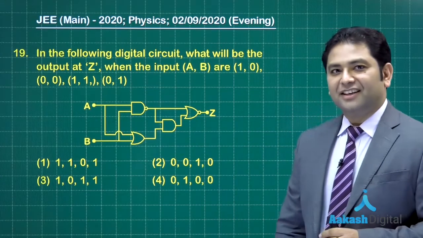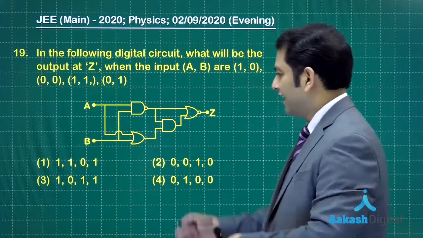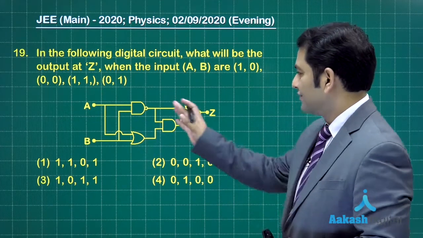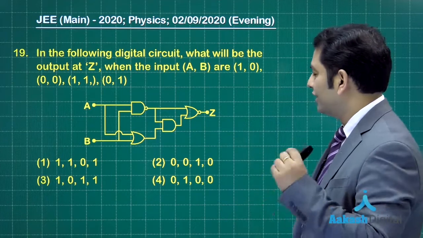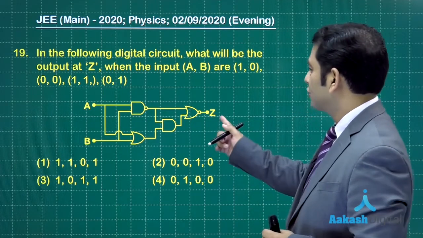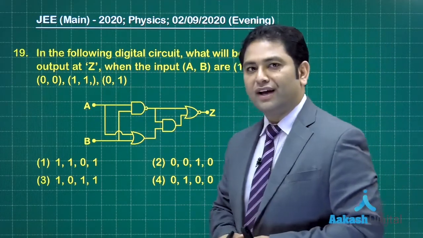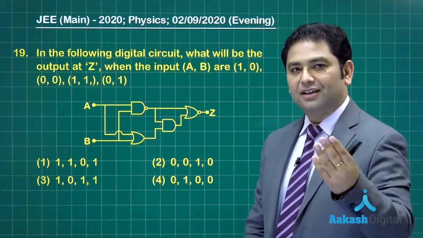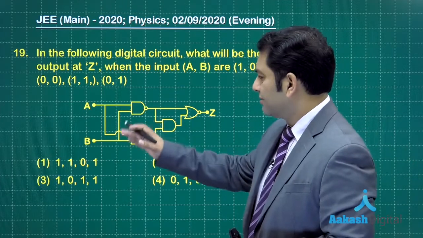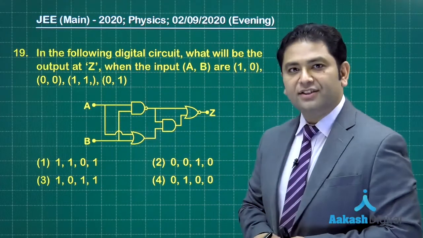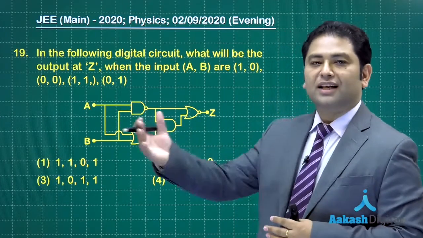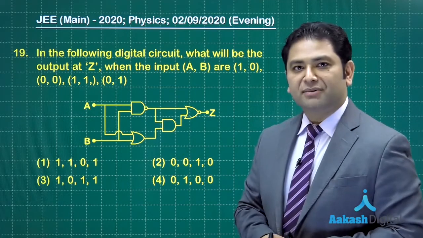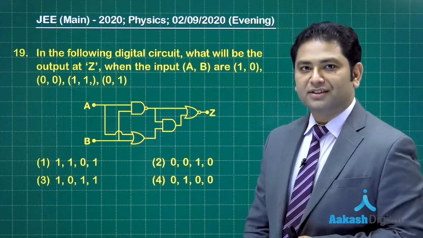Question number 19. It is from digital circuits, and you could see there is a nice collection of all varieties of gates, and we need to eventually predict the output for this set of values. So there are two ways to proceed. Either you start making the truth table and verify the outputs at each node, or the other way is that you go algebraically by using Boolean algebra. Let me go with the Boolean algebra.